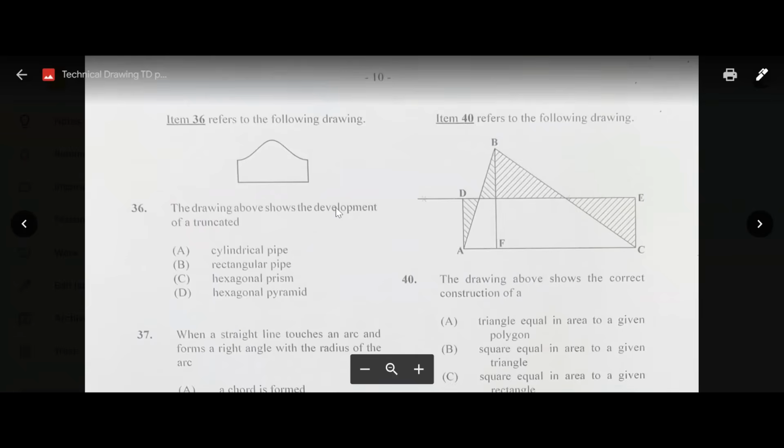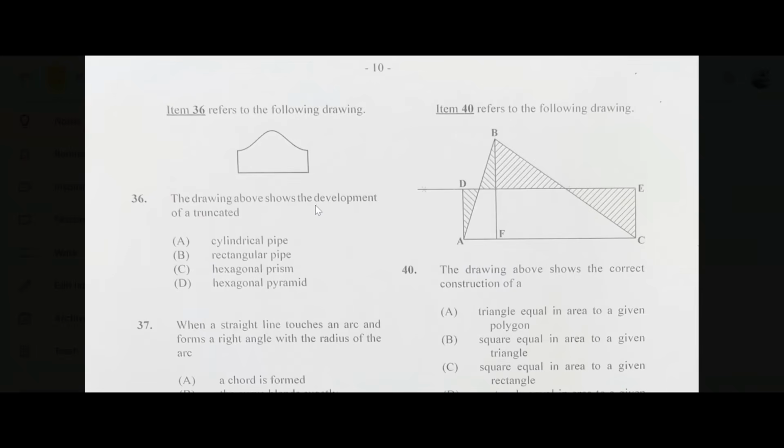Number 36. The drawing above shows the development of a truncated what? A cylindrical pipe, rectangular, hexagonal. It's a cylindrical pipe, number 36A.